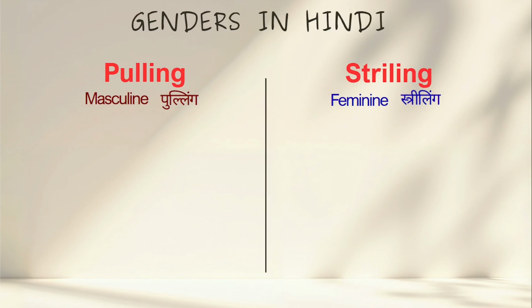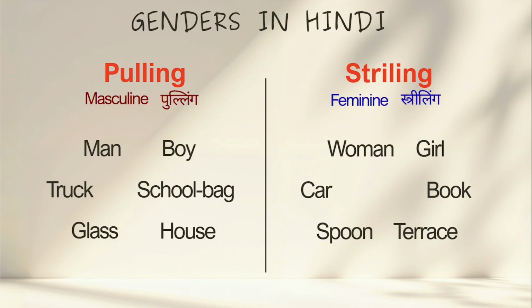Every noun is either a masculine word or a feminine word, which is pulling for masculine and striling for feminine. And this is not limited to words for living things. All non-living things, objects, even feelings, rivers, mountains, all of them have grammatical gender associated with them. So for instance, a truck, school bag, a glass of water, house, these are all male words, masculine nouns, whereas car, book, spoon, these are all female.